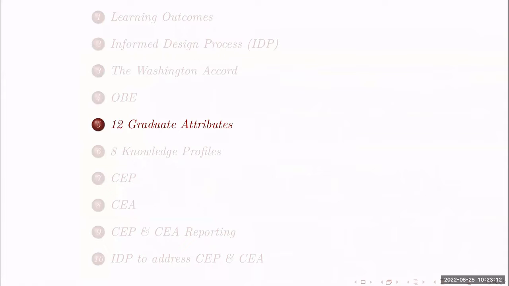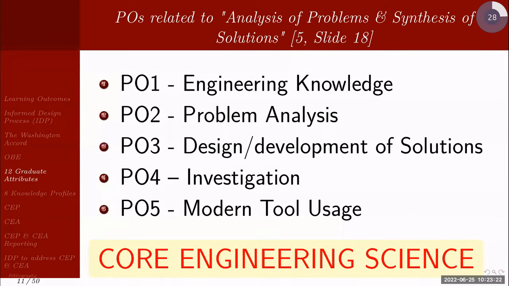Now, there are 12 graduate attributes which we are focusing on here at OST. There are 12 graduate attributes. 5 of them are related to core engineering sides. They're related to analysis of problems and synthesis of solutions, and they are denoted by PO1, PO2, PO3, PO4, PO5. PO1 is engineering knowledge. PO2, problem analysis.